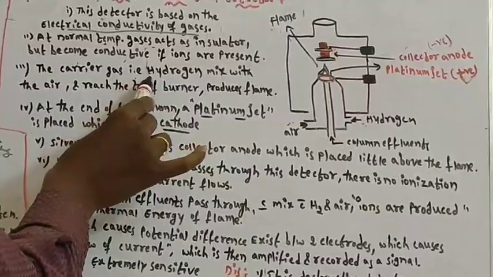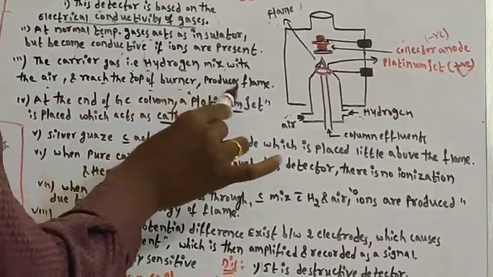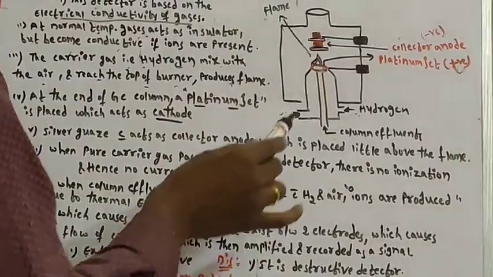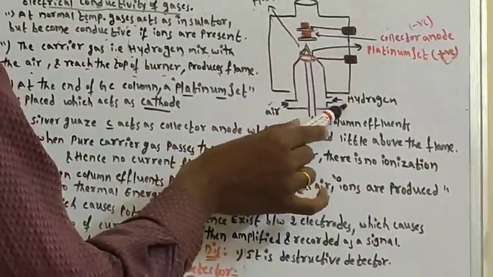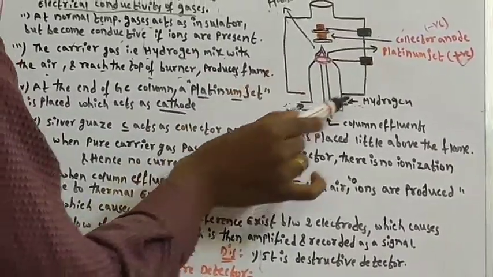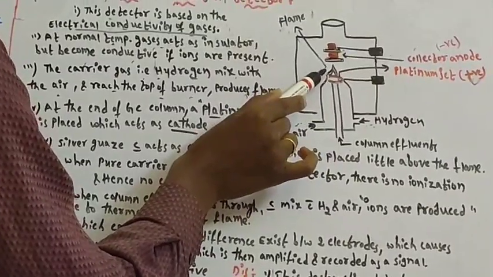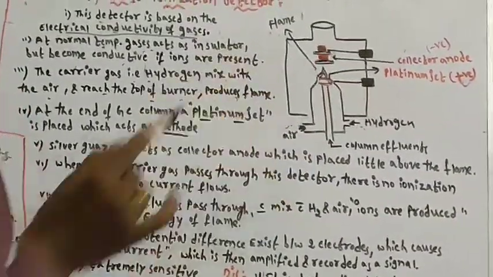The carrier gas, that is hydrogen, mixes with the air, reaches the top of the burner and produces a flame. The carrier gas which is used in flame ionization is hydrogen. It will mix with the air and reach the top of this burner and produce a flame. Carrier gas produces flame by mixing with air.